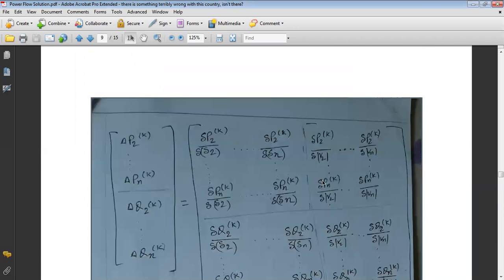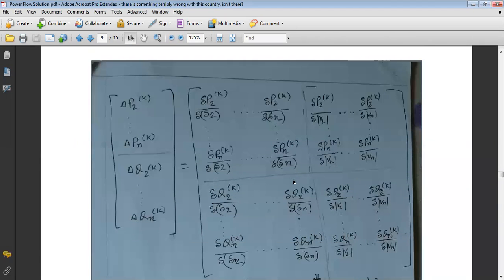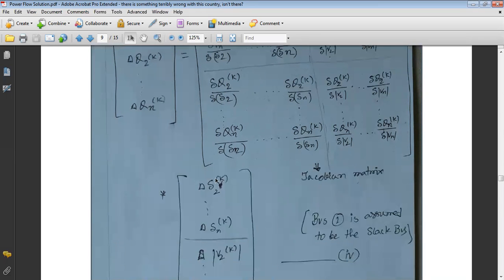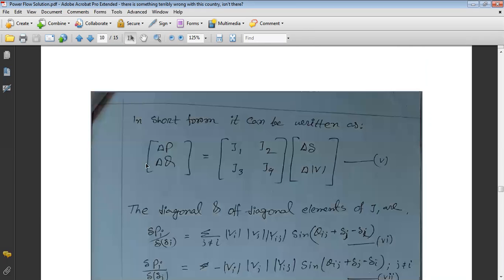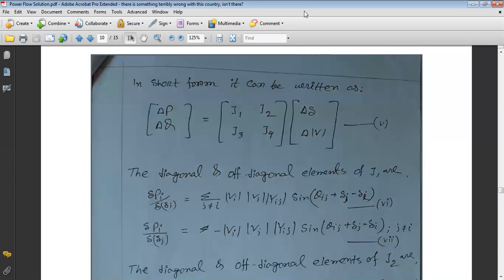And this is the Jacobian. The formation of the Jacobian matrix is that we take the partial derivative of the power equations with respect to the correction matrix variables. So this is the formation of the Jacobian. Actually, this is the general formation of the equation of load flow studies by using the Newton-Raphson method.